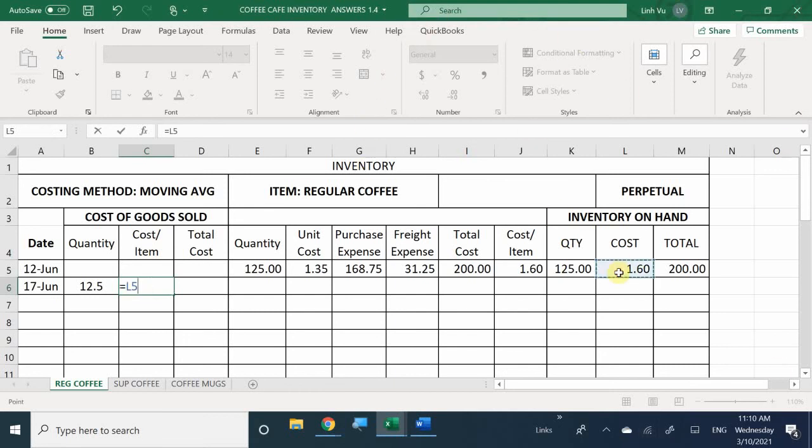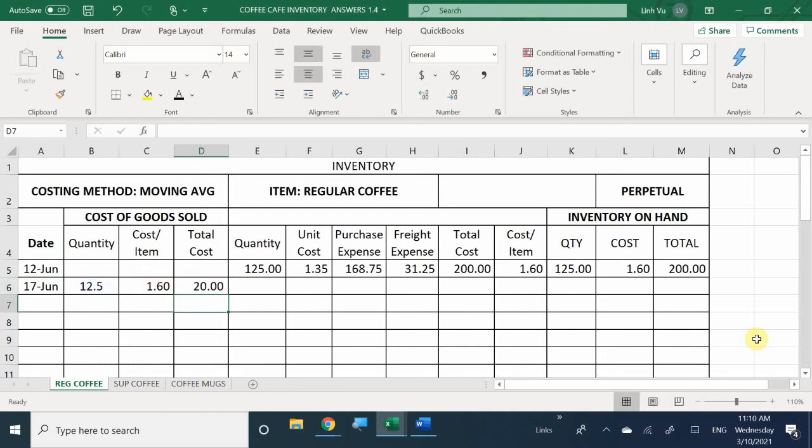I can make everything a little easier instead of typing everything in, because you can get rounded numbers if you type everything in. So in this case, I'm going to figure out how much my total cost of the cost of goods sold was. So what was this amount here? $20 even.